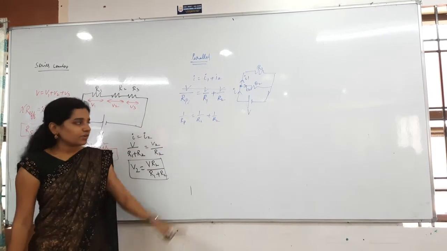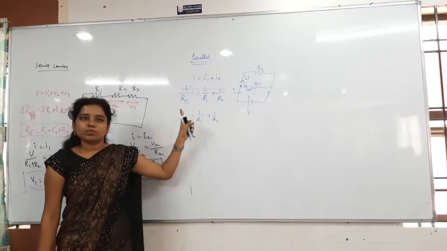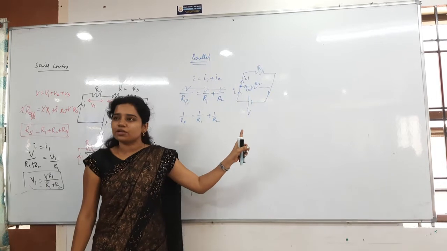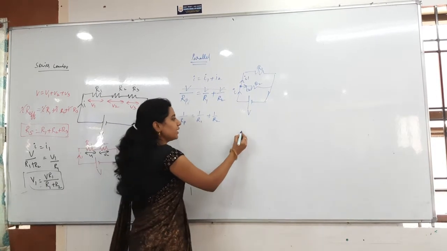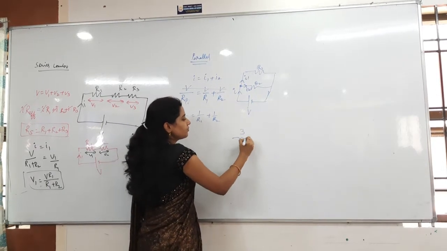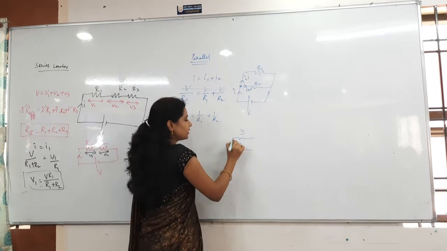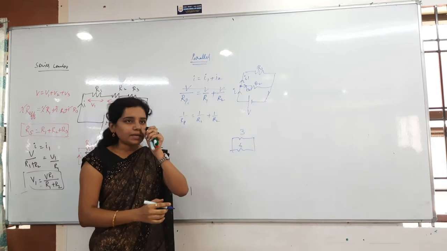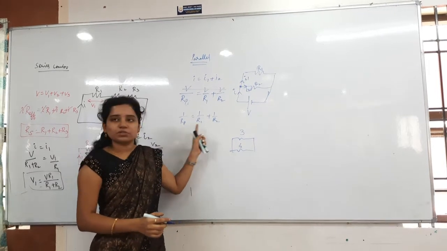And again, never use this formula blindly. Most of the students make mistakes in this parallel combination only. What will they do? For example, if I take 3 and 6 in parallel to each other, I'll just explain this one. If I take this as parallel, then you will just substitute this formula.